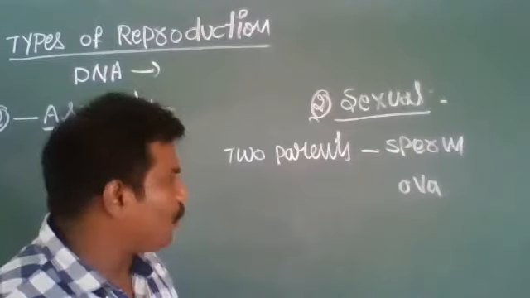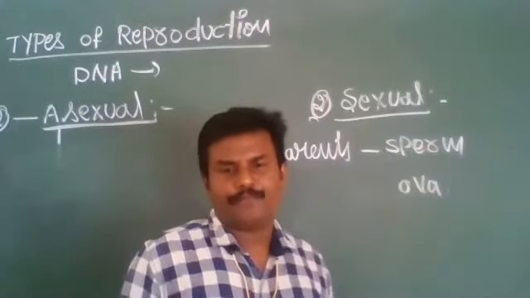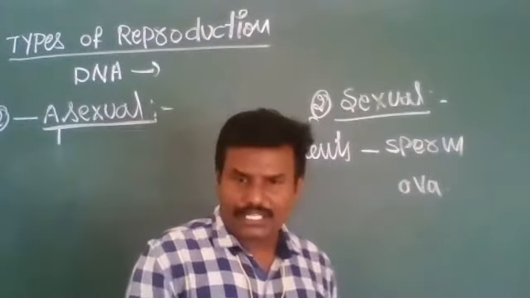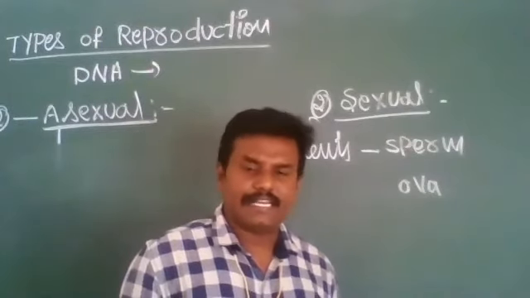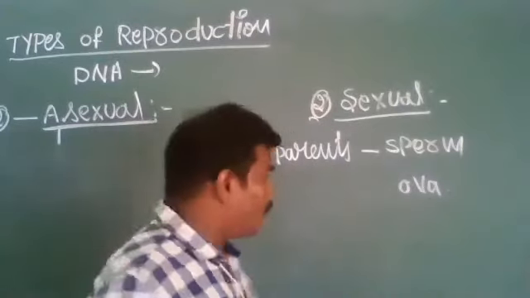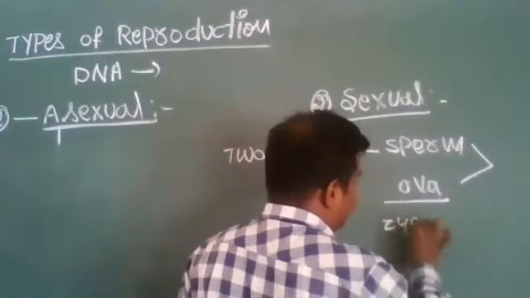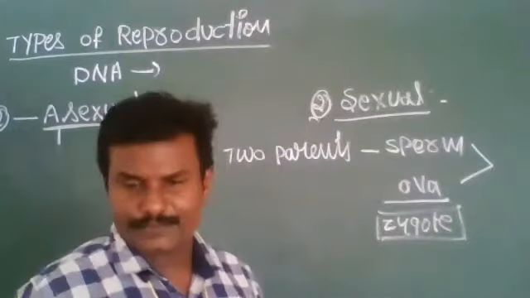Those two parents produce gametes. Those gametes unite with each other and finally fertilization takes place. As a result of fertilization, a zygote is formed. When the sperm and ovum fuse with each other, the zygote is formed.